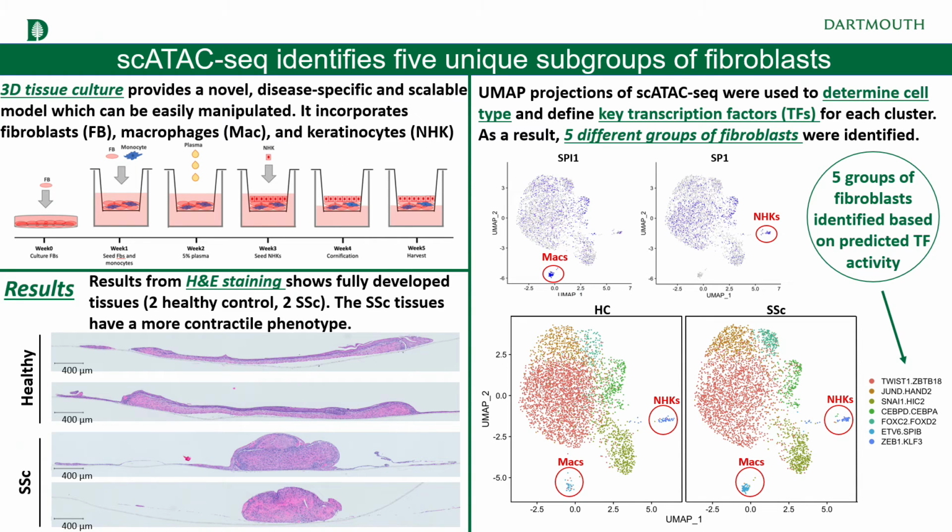If you look at the right-hand side, here's our single-cell ATAC-seq data from these tissues projected onto UMAP projections. And 2 key things from this: on the top 2 panels, we were able to determine cell type using key transcription factors for known cell types, as well as to find 5 distinct groups of fibroblasts in the bottom 2 panels as predicted by predicted transcription factor activity. Next slide.